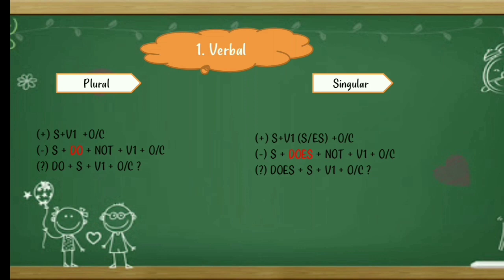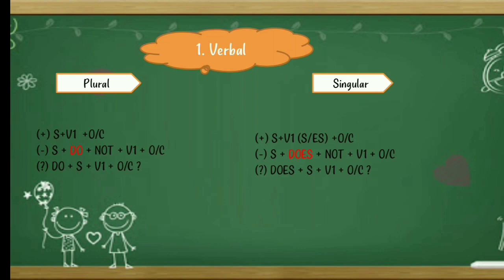Yang subjeknya 1, apa misalnya? Budi. Okay? We see the formula. Subject plus verb 1 plus s or es plus object complement. And the negative, subject plus does plus not plus verb 1 plus object complement. And then interrogative one, does plus subject plus verb 1 plus object and complement.